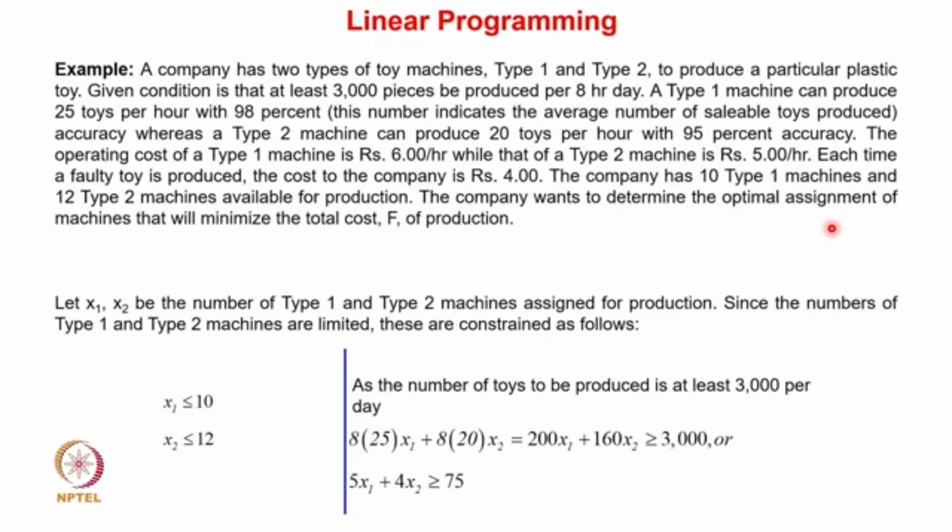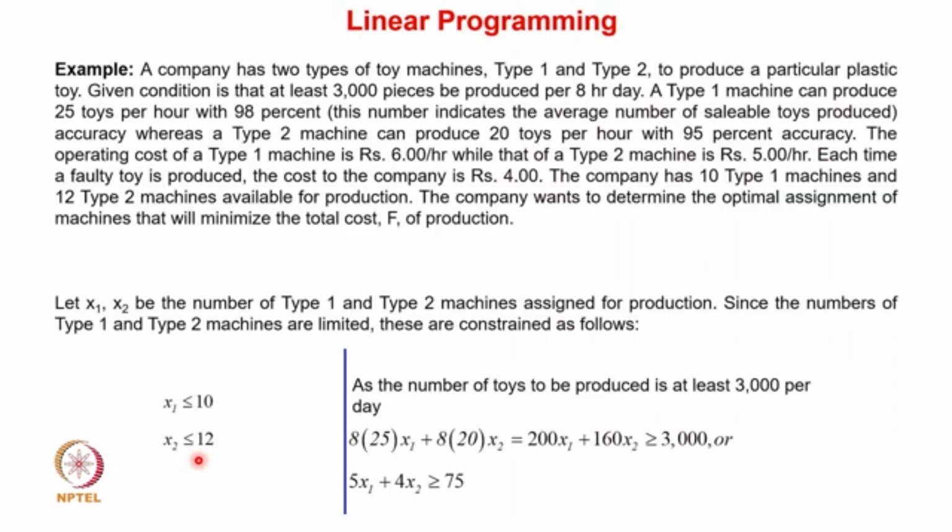So now in this case, let's formulate the problem here. Let x1 and x2 be the number of type 1 and type 2 machines assigned for the production, isn't it? Since the maximum number of type 1 machines available is 10 and type 2 machines is 12, x1 should be less than or equal to 10 and x2 should be less than or equal to 12.